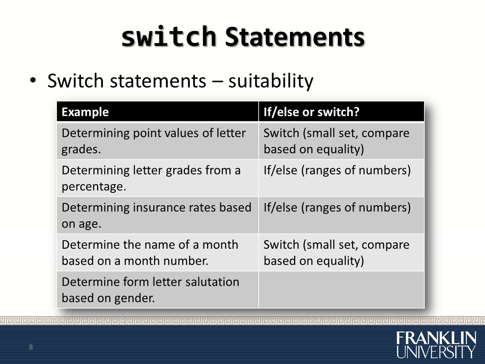How about determining a form letter salutation based on gender? So if their gender is male, we output Mr., and if it's female, we output Ms. That's suitable for an if-else. Why? Because it's only one of two options that are available. We're not selecting from among 6 or 7 different options, but there's only 2. So that's for an if-else.